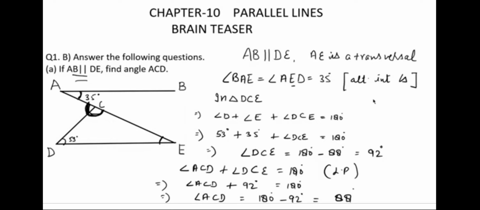This implies angle ACD plus angle DCE is equal to 180 degree because this is linear pair. This implies angle ACD plus we will put the value of angle DCE 92 degree is equal to 180 degree. This implies angle ACD is equal to 180 minus 92 degree is equal to 88 degree. So we got angle ACD. Is it clear? Next question.